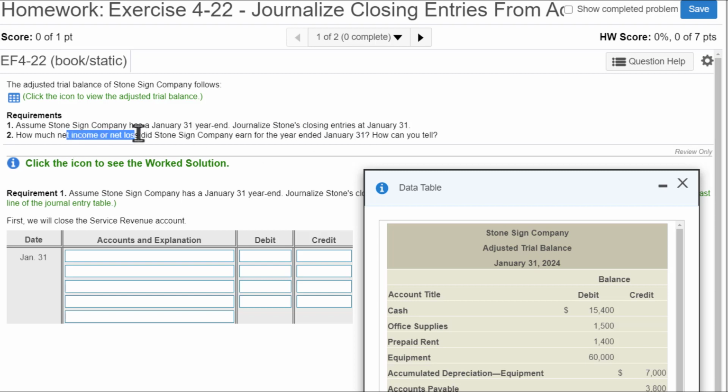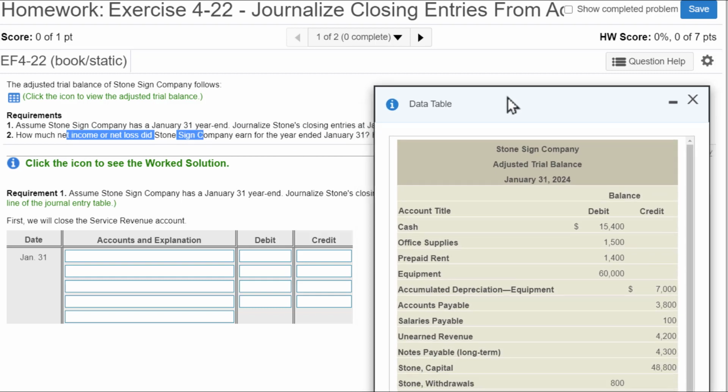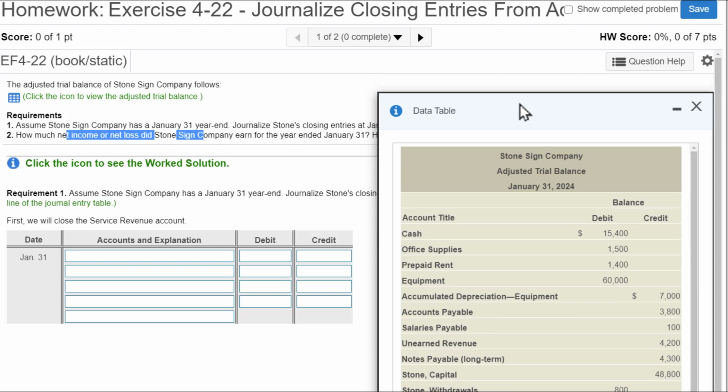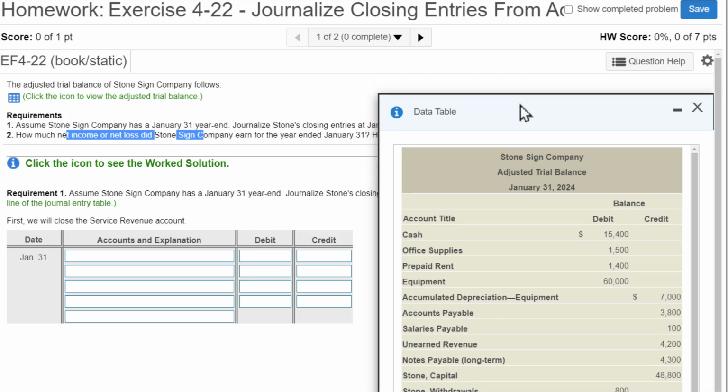And then we'll figure out how much net income or net loss the company had for the year, and how can we tell? So the closing process is really to do two things: to calculate how much net income the company has, but also to calculate what their new balance of capital is. So we're going to get practice figuring out what the net income is, and what the ending capital is. You don't need to get the ending capital for this problem, but you will in future problems, and also in the real world you'll need to do it. So we want to get practice with that.